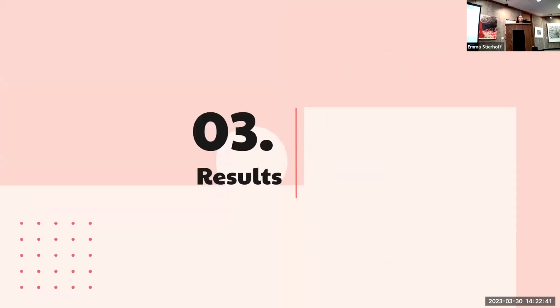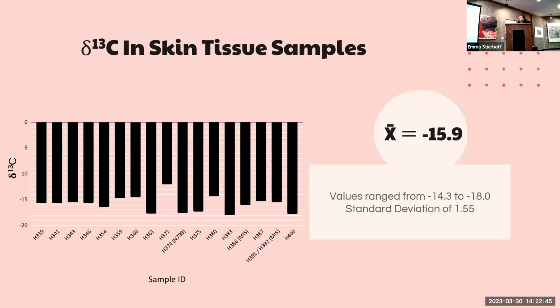That brings me into what the results of those compounds were. As you can see here, the delta 13 carbon had an average value of negative 15.9, and the values ranged from around negative 14.3 to negative 18.0. There was also a standard deviation of the sample of 1.55.